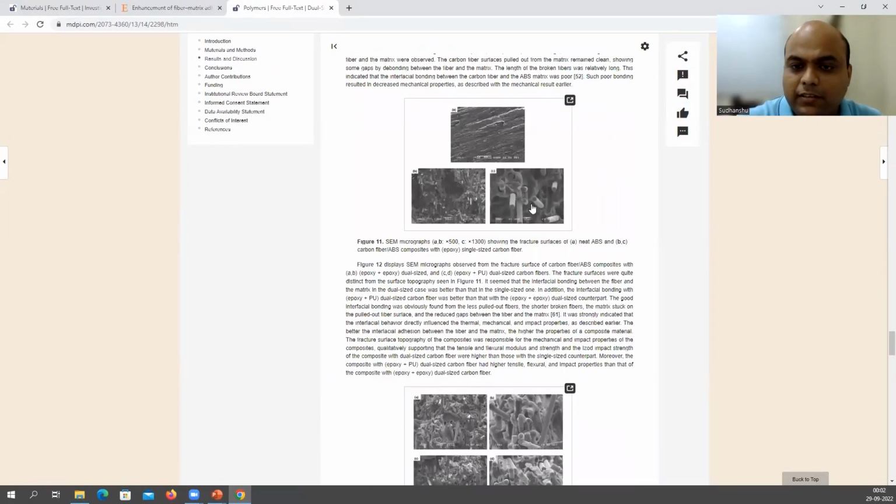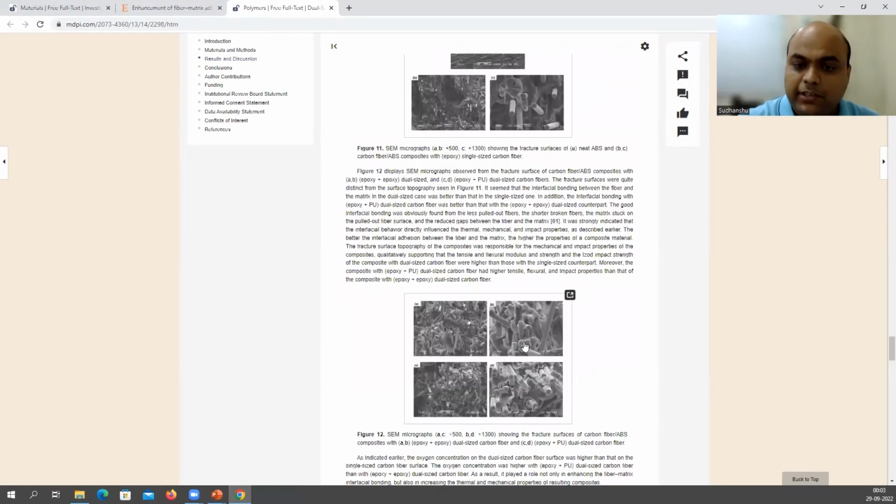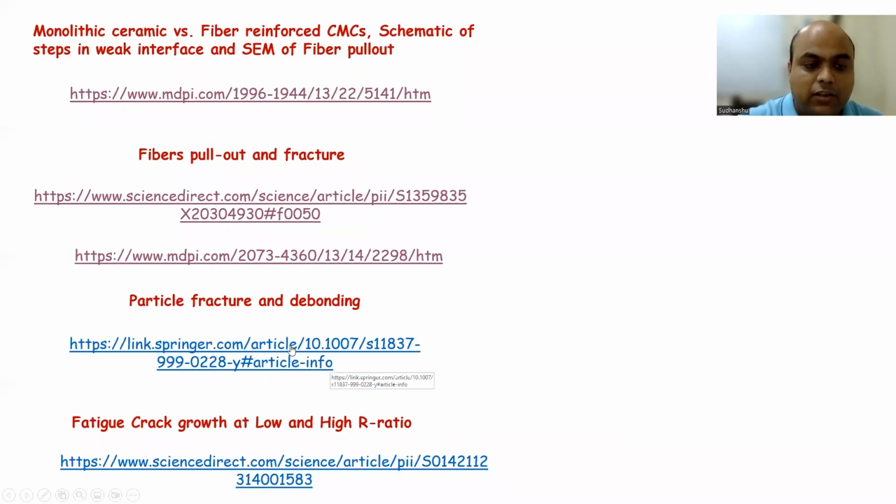Here, see, fibers are out from the fracture surface. So these are your fiber pull out. If you see the other surface, you will see the hole, which will correspond to each fiber. You can see here also lots of fiber pull out, and doing that, you are going to spend lots of energy. Now let's see particle fracture and debonding we discussed.